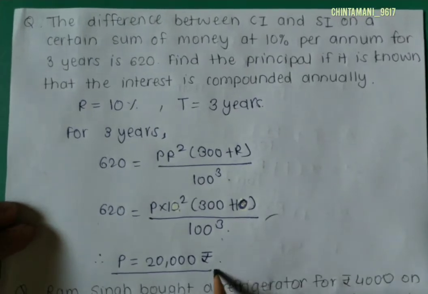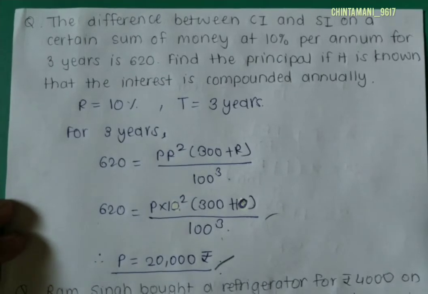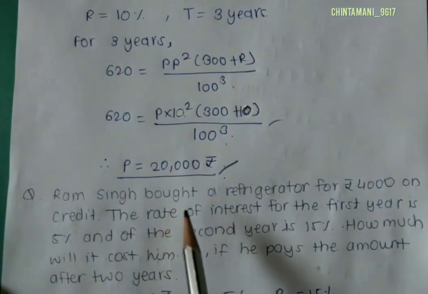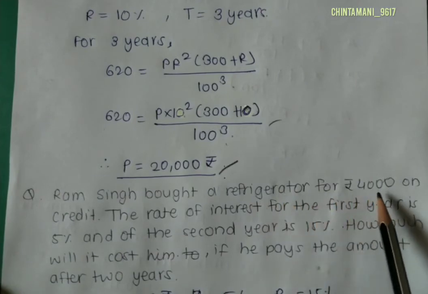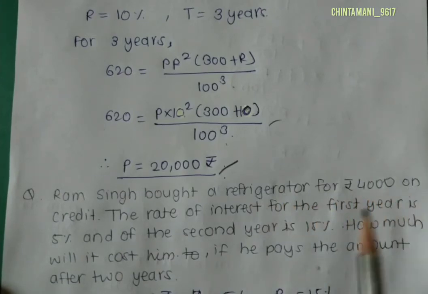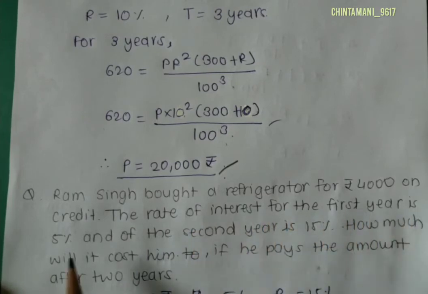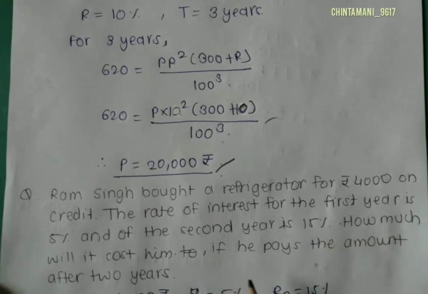We have the value answer 20,000. Next question is, Ram Singh bought a refrigerator for 4,000 rupees on credit. The rate of interest for the first year is 5% and for the second year is 15%. How much will it cost him if he pays the amount after 2 years?